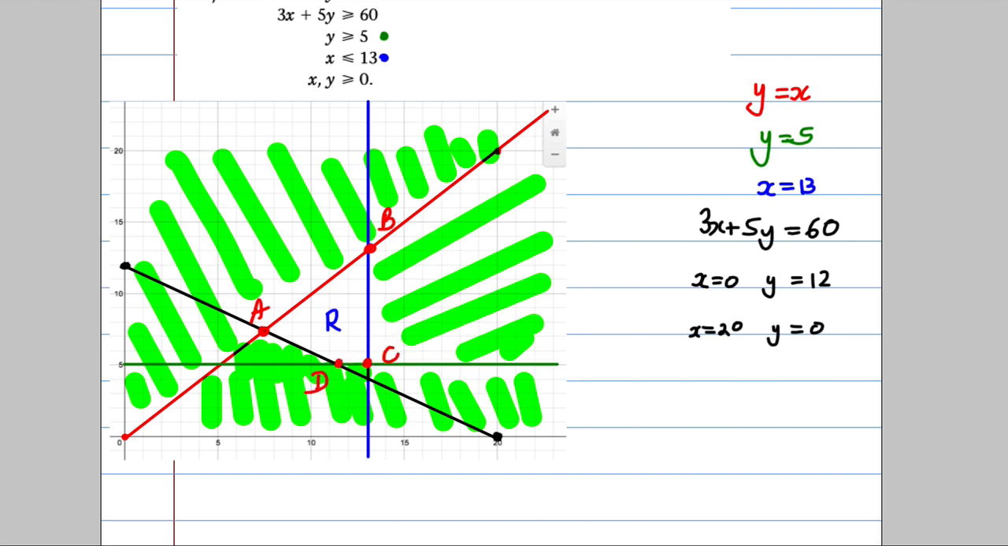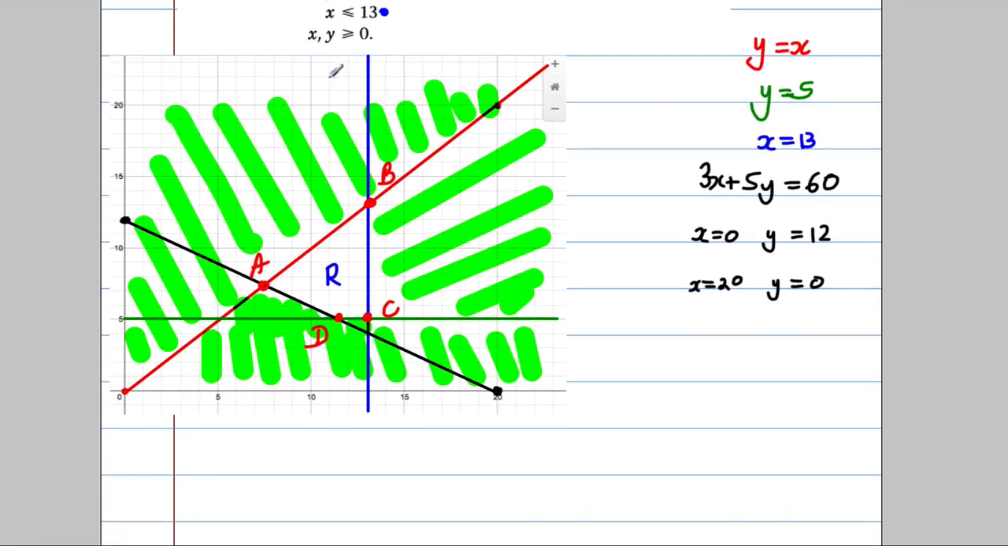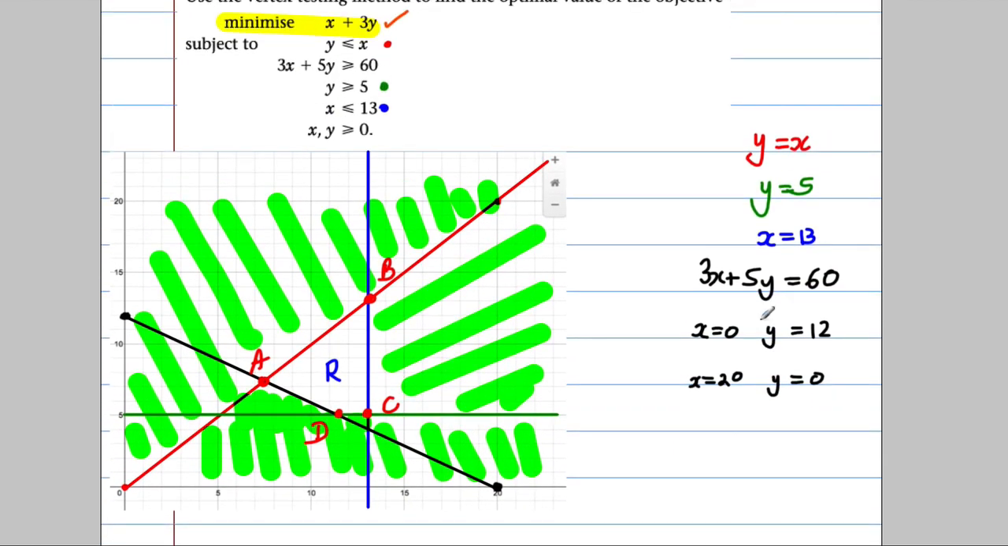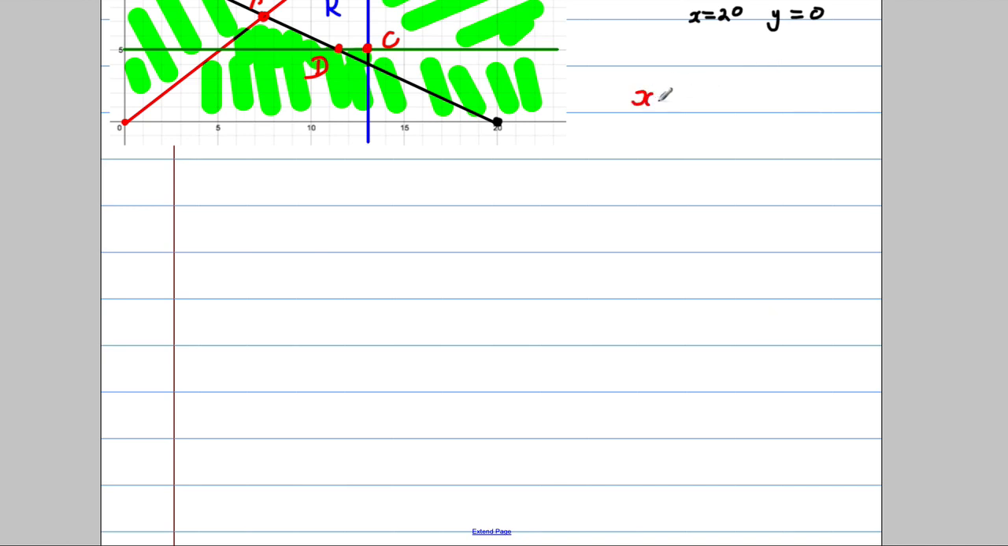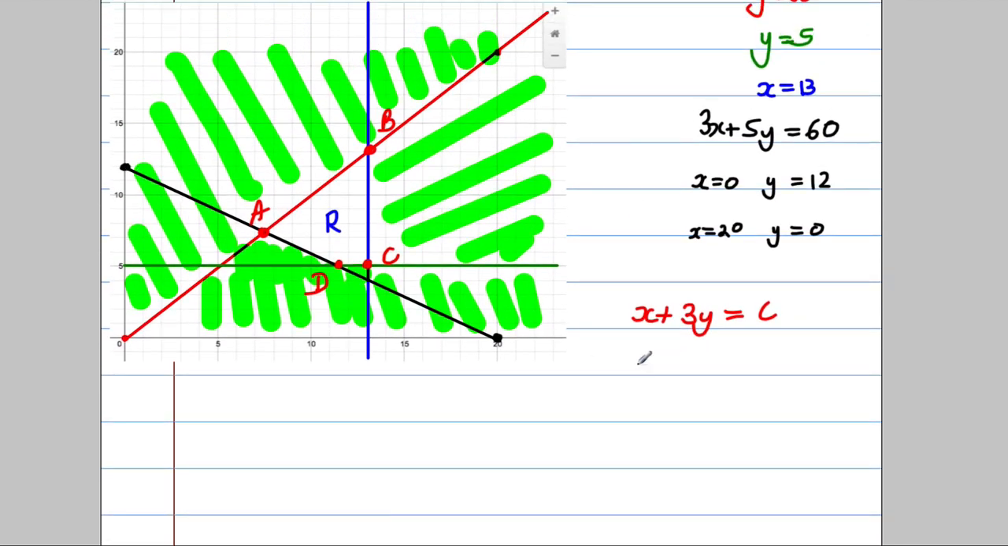Now, just imagine for a moment I drew the objective line up here. So say I wanted to draw this objective line. Now, the objective line is x plus 3y is equal to some constant. And I think, what number do 1 and 3 go into? That would fit nicely on the graph. I'm thinking 18. So let me draw x plus 3y is equal to 18. If you make x equal 0, then y would be 6.